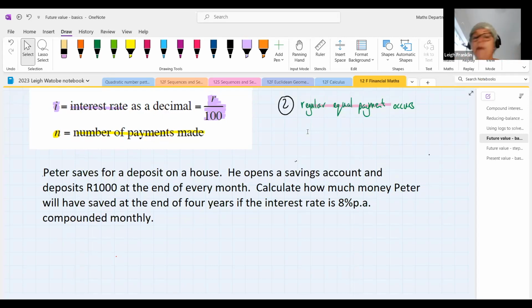A good way to understand these sorts of problems, like with all financial maths, is for us to draw a timeline.